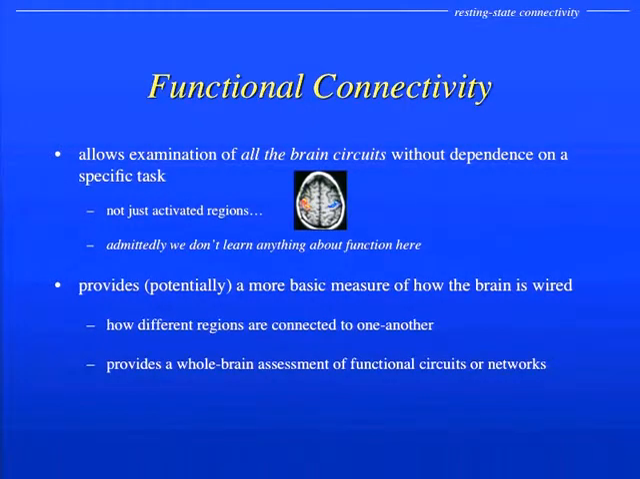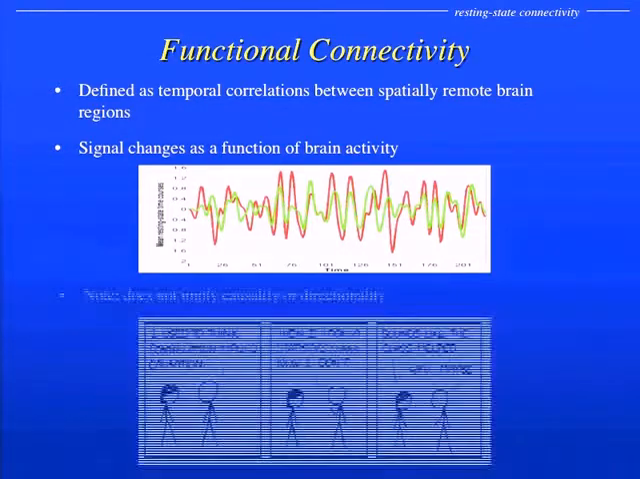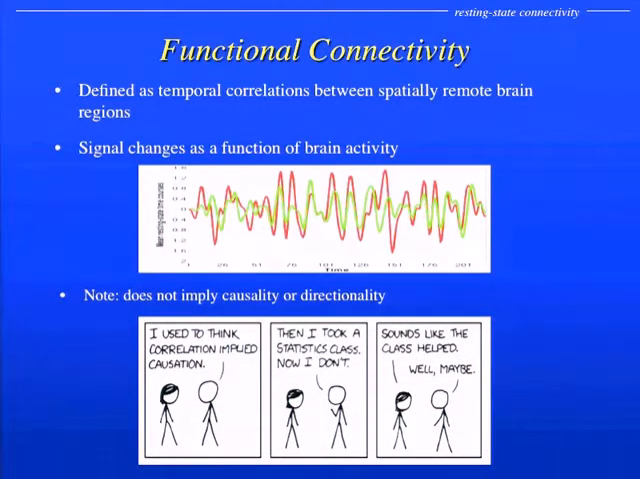Connectivity provides a potentially more basic measure of how the brain is wired and how different regions are connected to one another. And it provides a whole brain assessment of the functional circuits. When we talk about connectivity here, we're looking at these very low frequency fluctuations in the brain, where we take a time course from one region, let's say this red time course, and we can correlate it with the time course from another region. These are just resting state fluctuations in the BOLD signal, the blood oxygenation level dependent signal. We can look at those correlations throughout the brain, either between specific regions of interest, or between individual voxels, or between a region of interest and the whole brain.